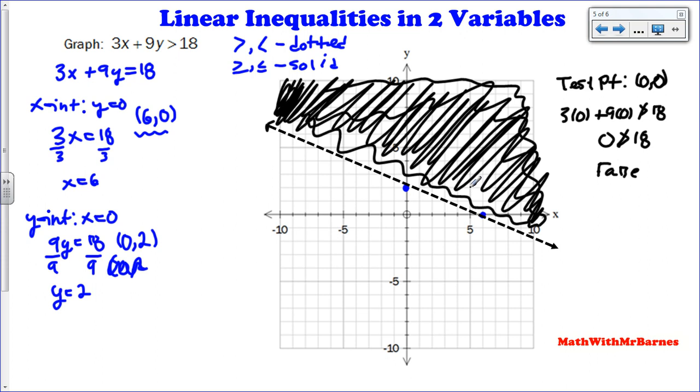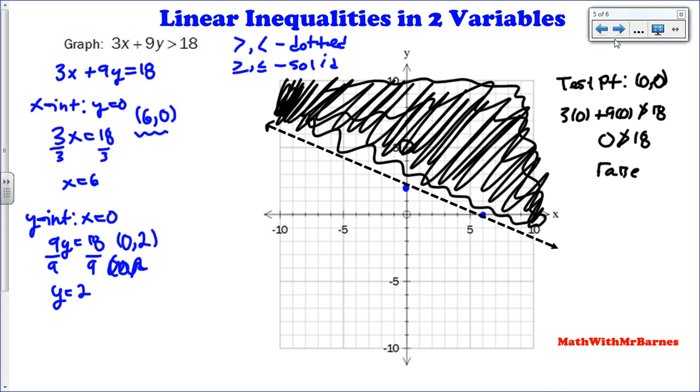I can show you, I can pick a point here. This point right here is (0, 5). If I put (0, 5) in here, this term goes away, 9 times 5 is 45, which is greater than 18. So every point in here satisfies the inequality.